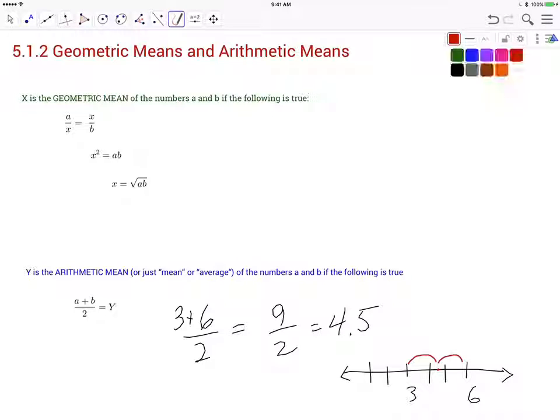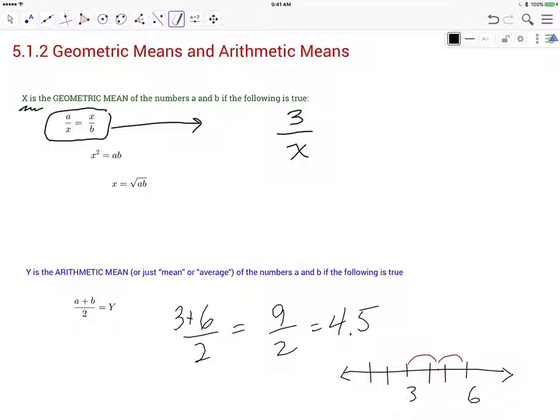When we talk about a geometric mean, and this is going to be important for us down the road, it's important to talk about it now and define what a geometric mean is. And what I've done here is written out what exactly the definition is. X is the geometric mean of A and B if the following is true.